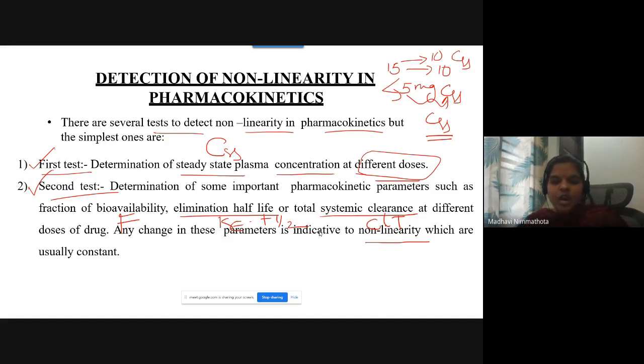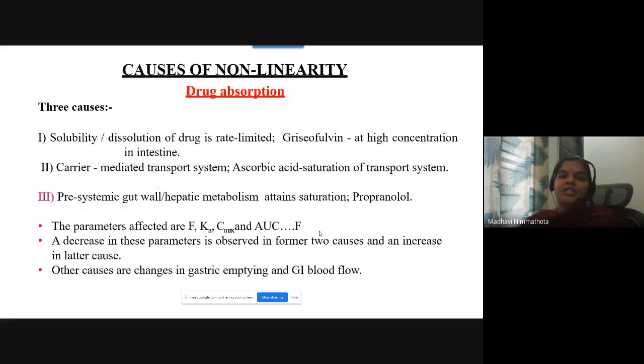So how is it happening in case of drug absorption? Okay, let me discuss one by one how it is in absorption, and how it is in distribution, metabolism and excretion. You have to read and write all these four causes of non-linearity. So in case of drug absorption, how will this non-linearity happen? There are three causes for this. So what are those? Solubility or dissolution of the drug is rate limited.